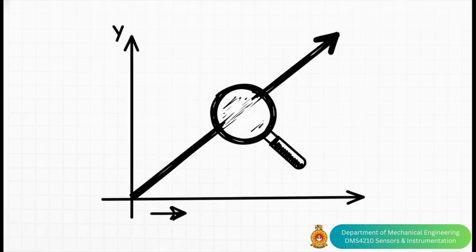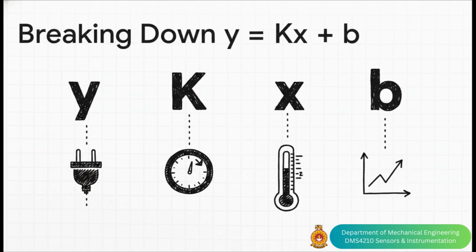Now, for a ton of sensors out there, that relationship is just a nice, simple straight line. And you might remember this one from school. Y equals kx plus b. It's an incredibly powerful little equation that can describe a huge range of common sensors. So let's break that down. Y is the electrical output we're reading. X is the physical thing we're trying to measure. Temperature, pressure, you name it.